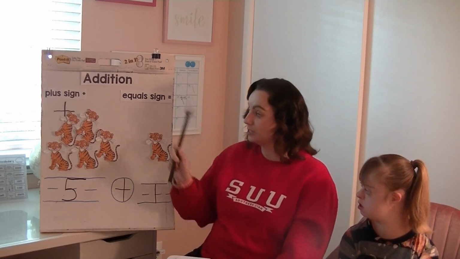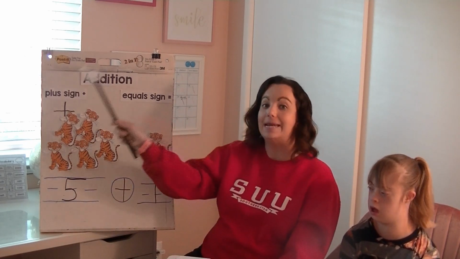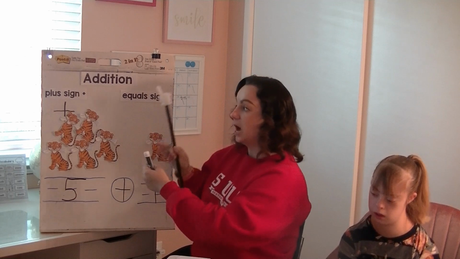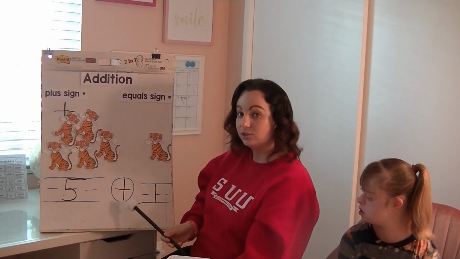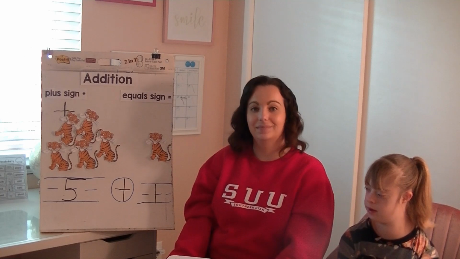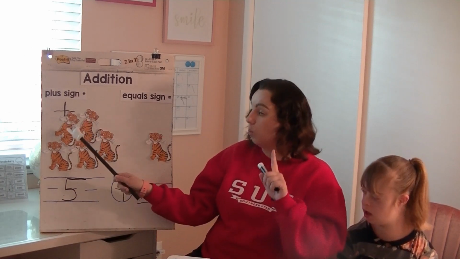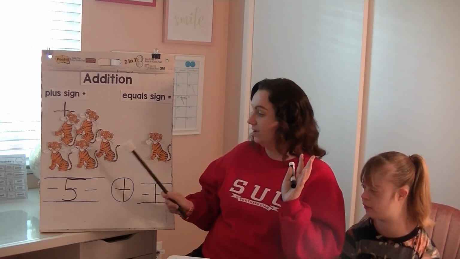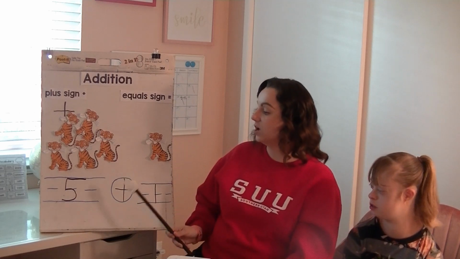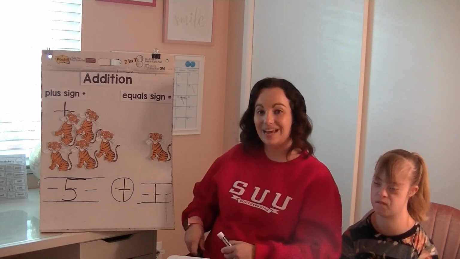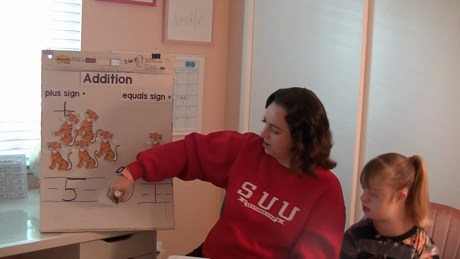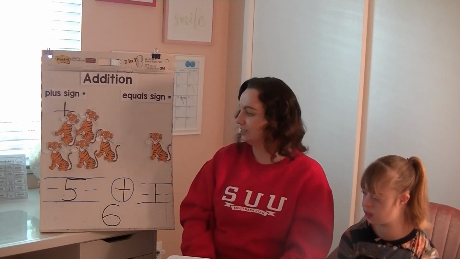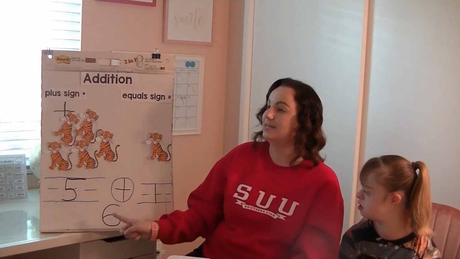Let's add these groups together, see how many there are in all. Okay? We're going to count them all because the groups are being combined, joined together. That's what the plus sign is showing. Ready, set, count all with me. 1, 2, 3, 4, 5, 6. 5 plus 1 is 6. Yes. Another answer. That is 6. Nice job. 5 plus 1 is 6.